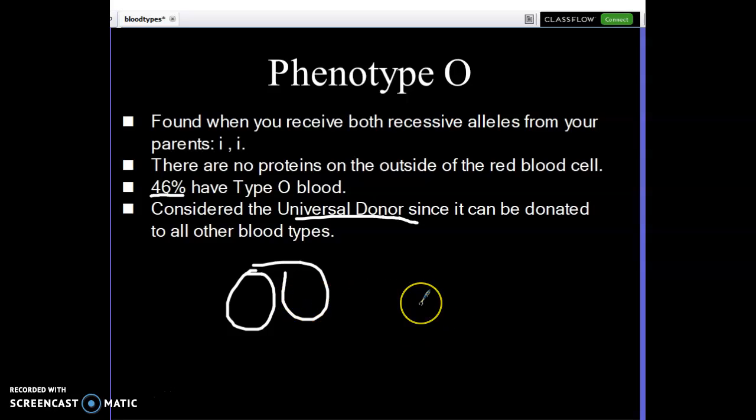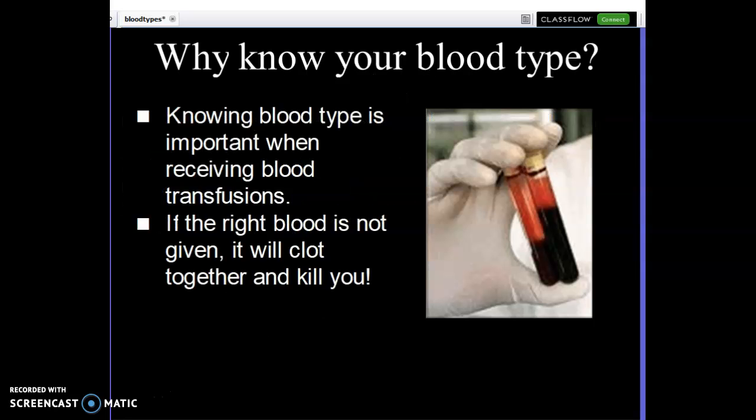But this is one of the reasons they ask for O blood all the time, is because it can be given to anybody. So if someone has O blood, it would be very beneficial for society for you to donate. Okay, so the only reason you really need to know your blood type is because it's important if you need blood. If they give you the wrong blood, it will clot and kill you, as we talked about earlier.